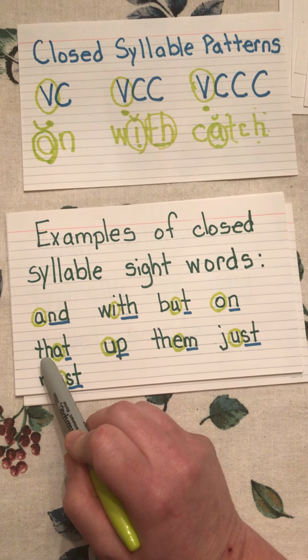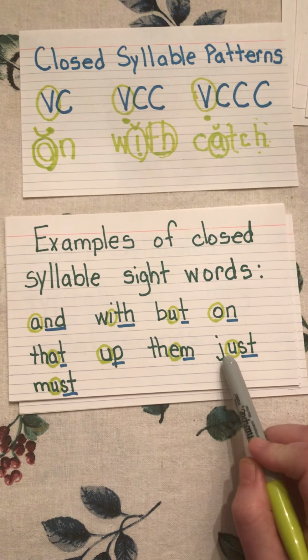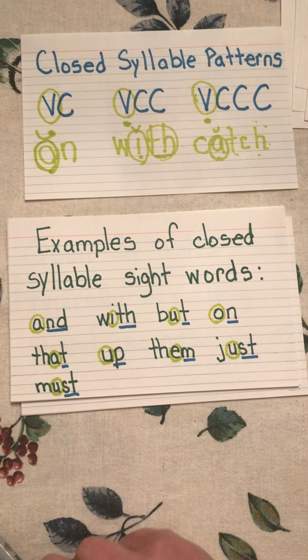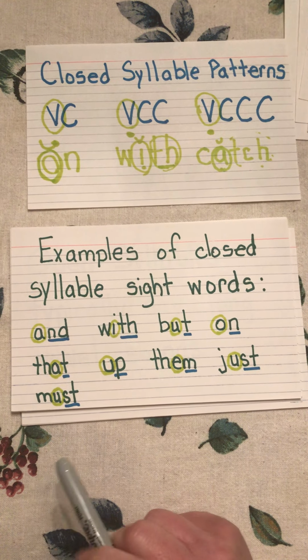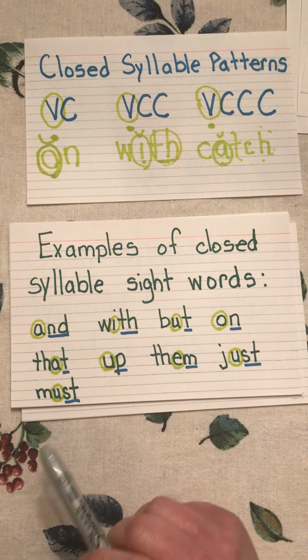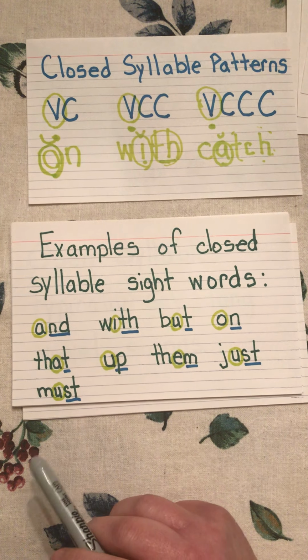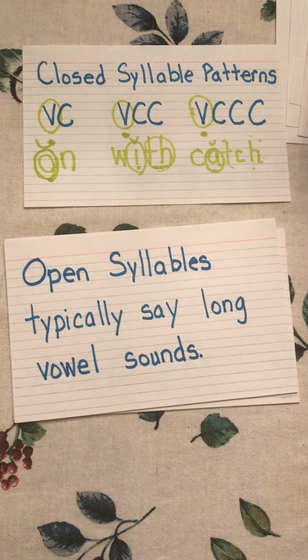Then we have the words that, up, them, just, and must. These are all words that are found on the kindergarten sight word list. If you can teach students to look for closed syllables and try to figure out those first, then half the battle is going to be won. All right, let's go on to a different one.